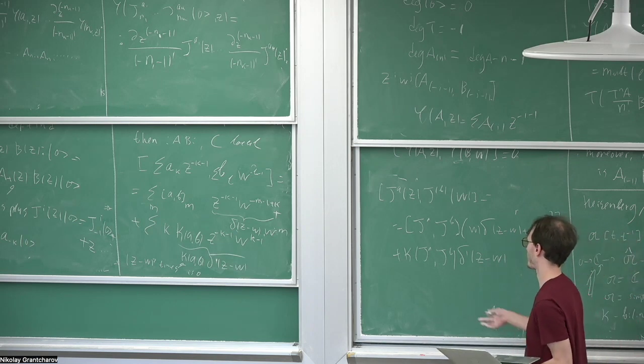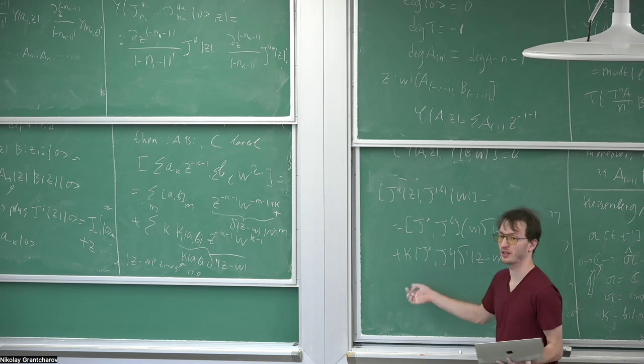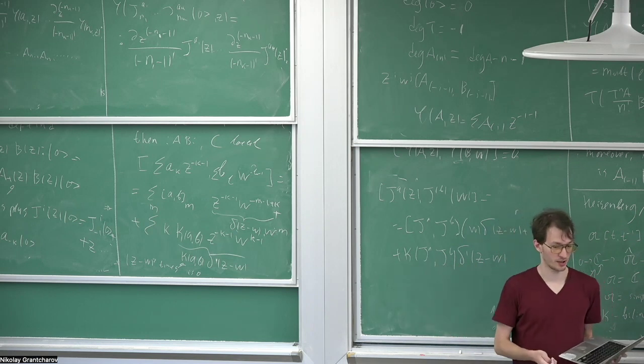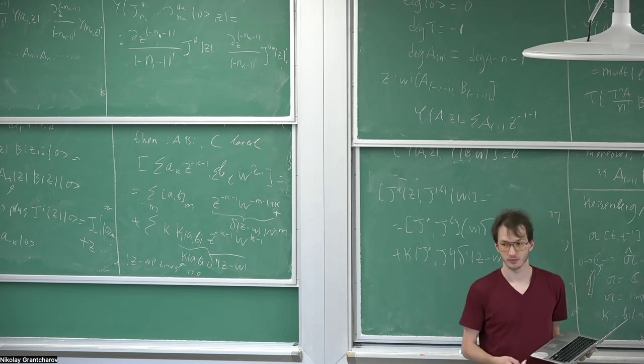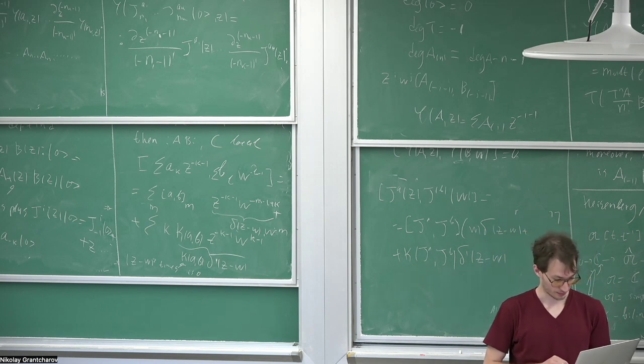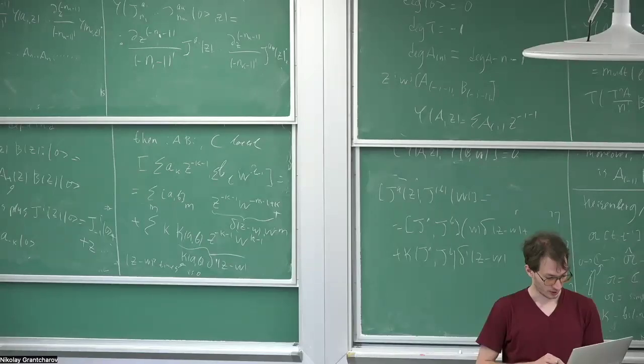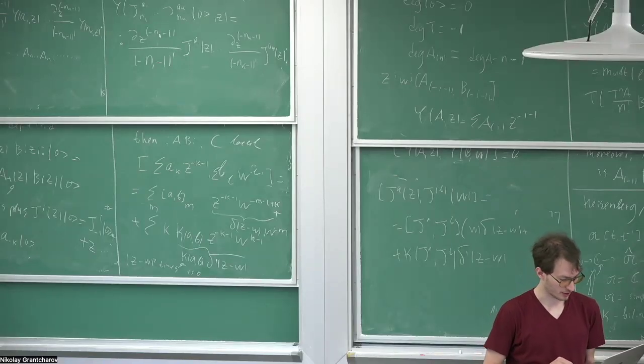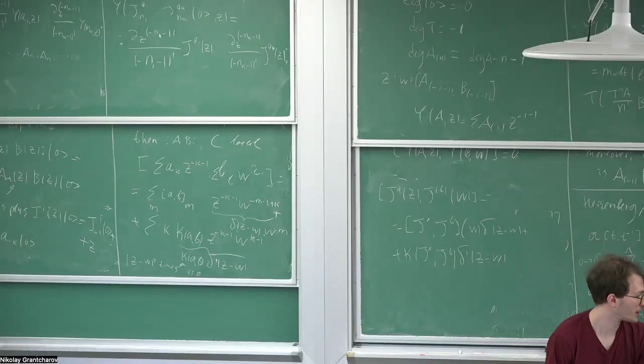So we have this defining relation, then everything else follows. Questions? Yeah, so I think it makes sense to break it down.